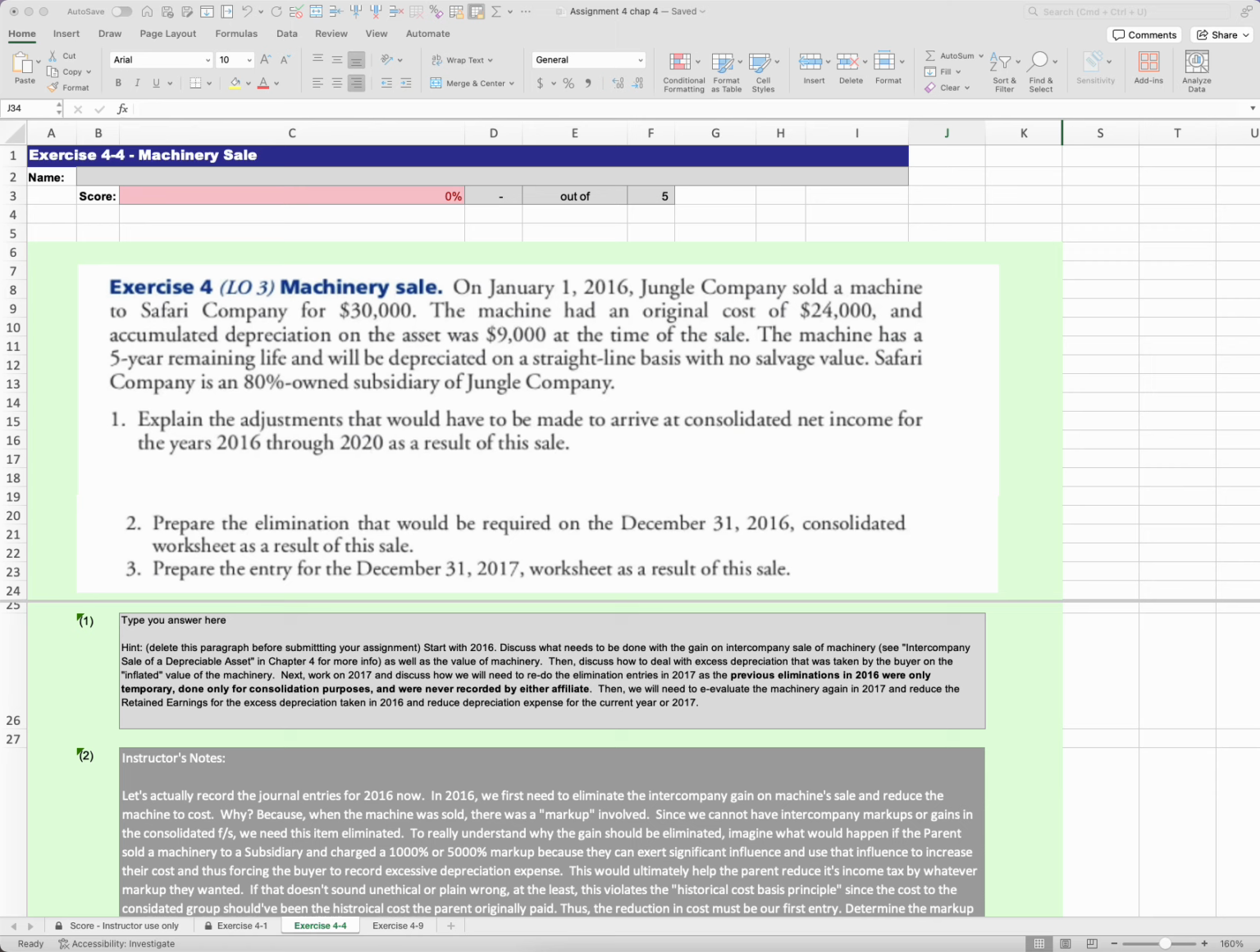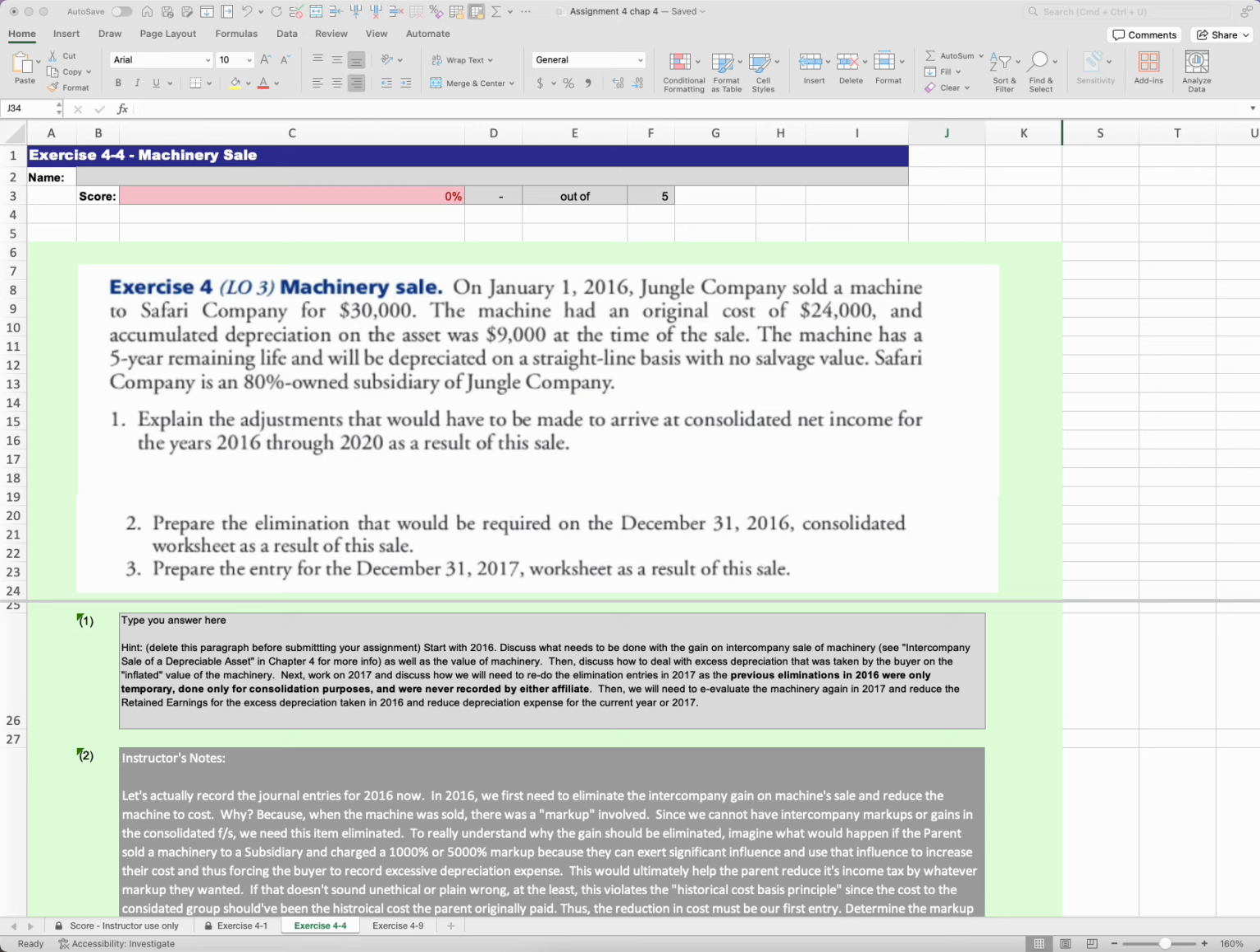This is Professor B. I wanted to talk about intercompany transactions, specifically intercompany sale of depreciable assets in Chapter 4, because we didn't spend enough time on it, I think. In Exercise 4, we have a transaction on Jan 1, 2016, where Jungle Company sells a machine to Safari Company for $30,000.